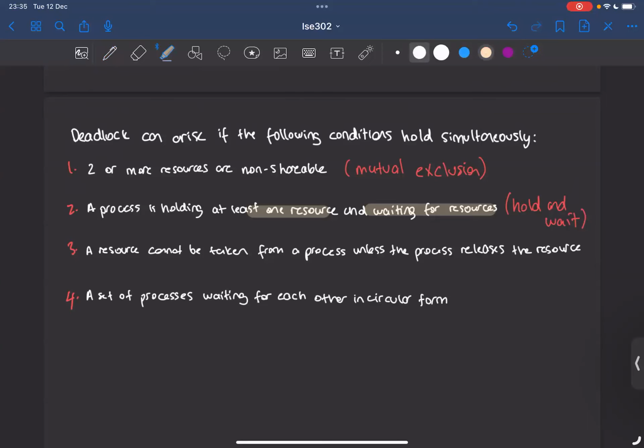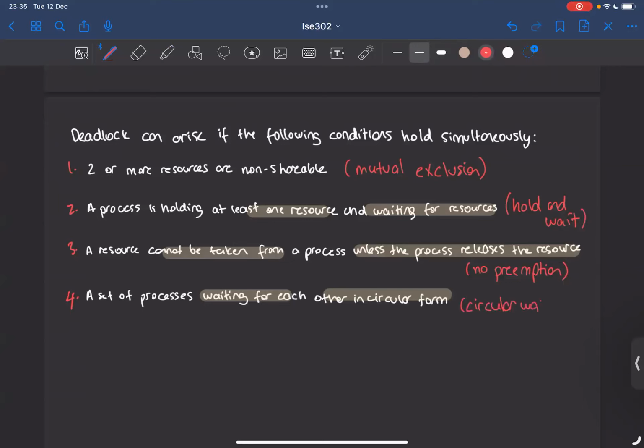A resource cannot be taken from a process unless the process releases the resource. This condition is named no preemption. And the last one, a set of processes waiting for each other in a circular form. So this is circular wait. So we can say that deadlock can arise if these conditions hold simultaneously.